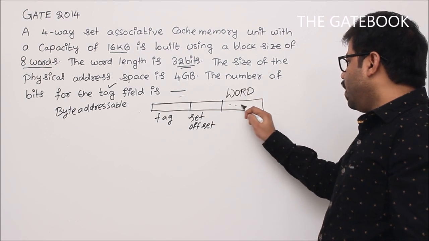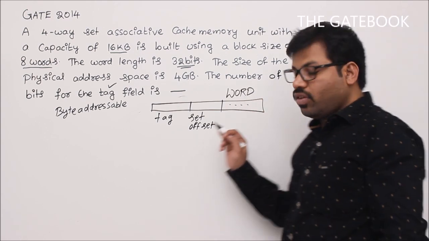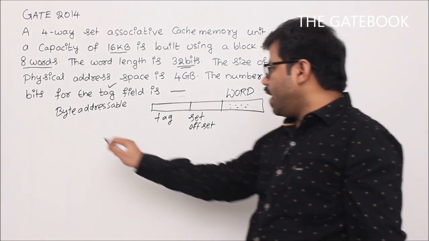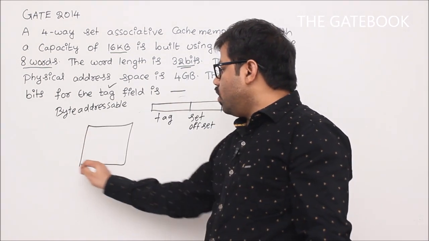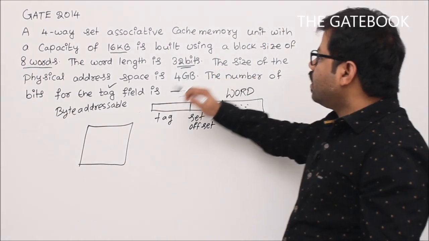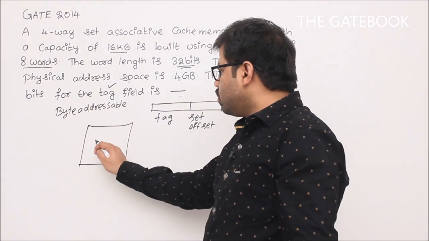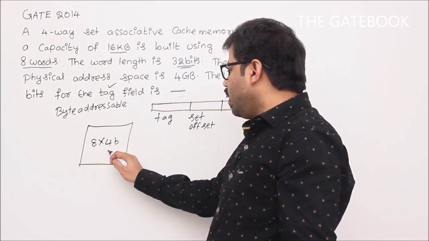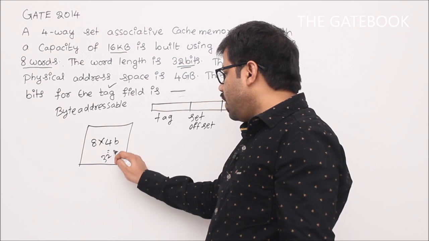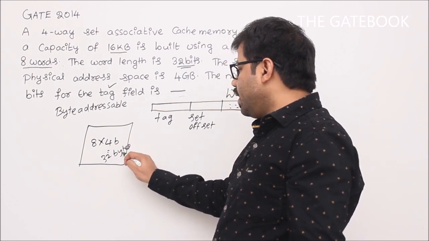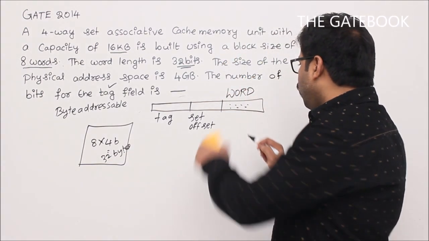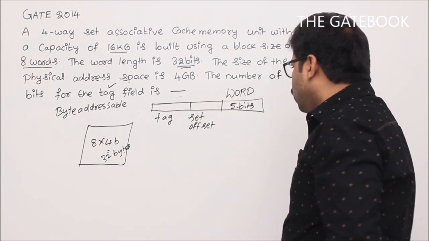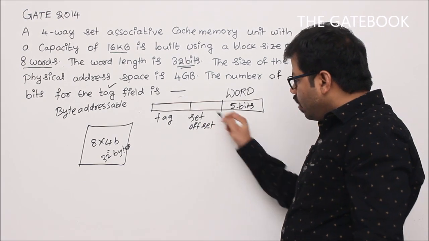So in this word field, we require a number of bits equivalent to the number of bytes in the cache block. If you want to fill this word offset, go directly to the cache block size. What is the cache block size? Did they give anything? 8 words, right? So 8 words, each word 4 bytes, so finally 32 bytes. Since we have 32 bytes, to differentiate each byte, how many bits are required? 5 bits, right? That is the concept of the byte addressable model. So 5 bits here.